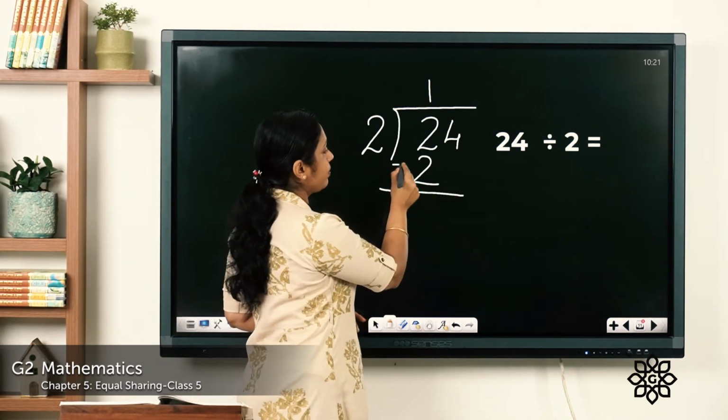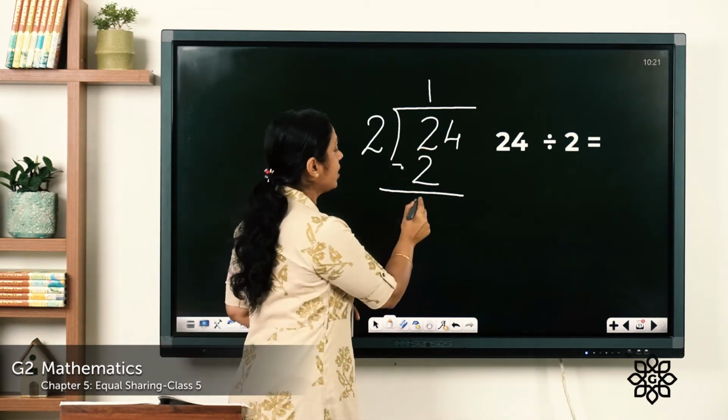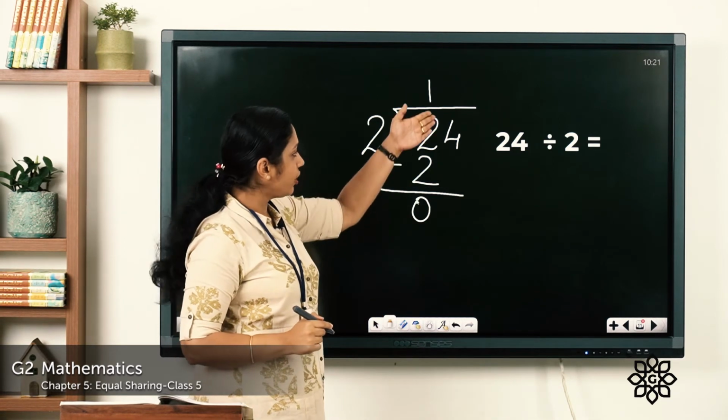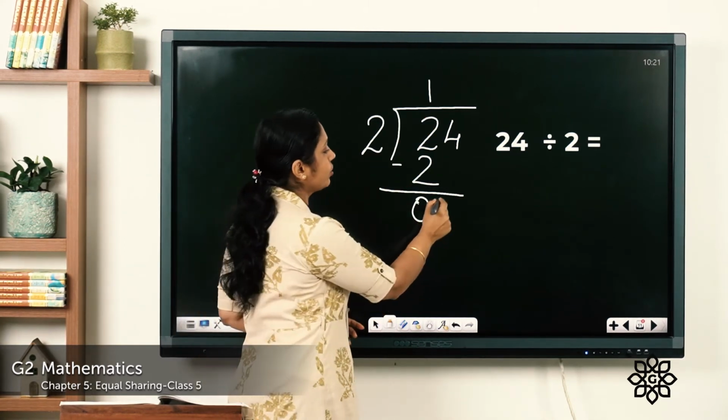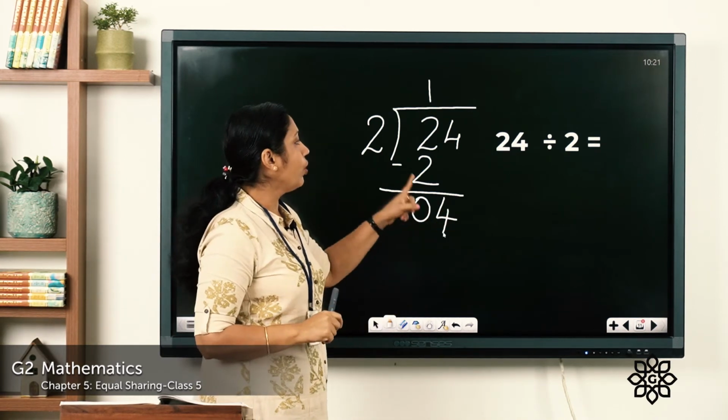So put a minus symbol there and subtract. 2 minus 2 is equal to 0. We didn't finish our division. We have to bring that 4 down again. So bringing that 4 down. Now again we have to divide 4 by 2.